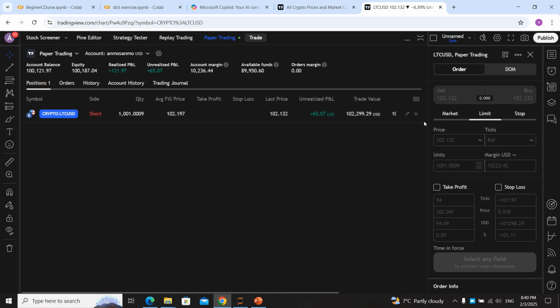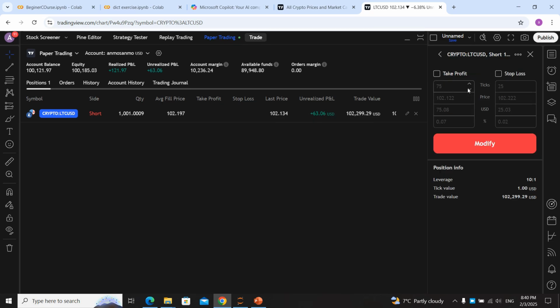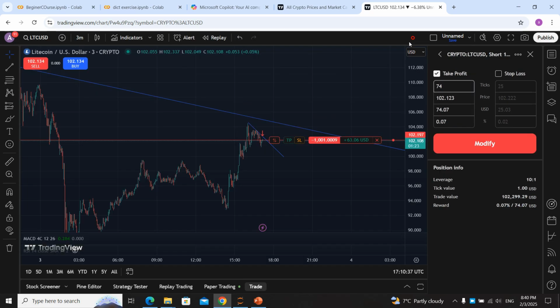Oh, the position has been opened. Now the position has been opened. We need to choose a stop loss or not. Let's say for a stop loss, this position, let's protect position. What does it mean? Oh, okay, it can give us the stop loss. Let's see how we can put the stop loss.